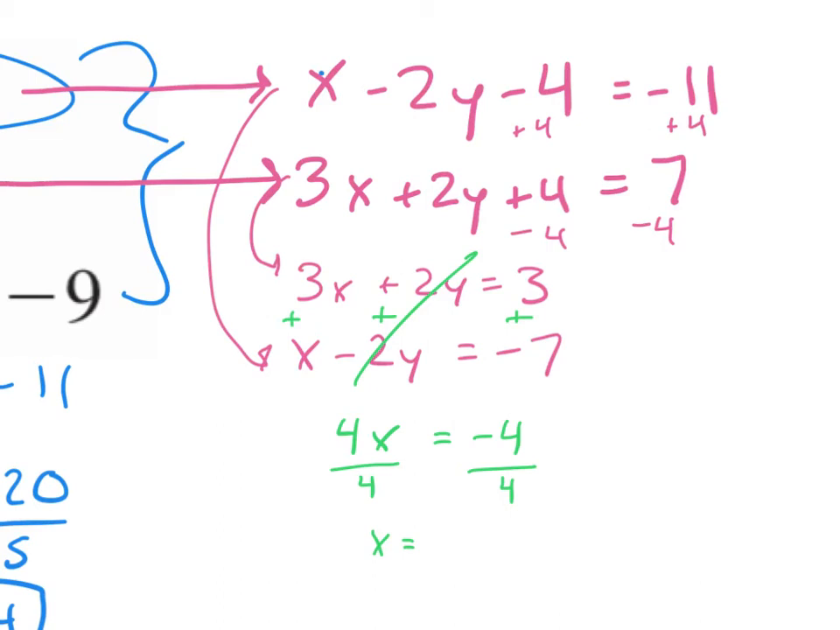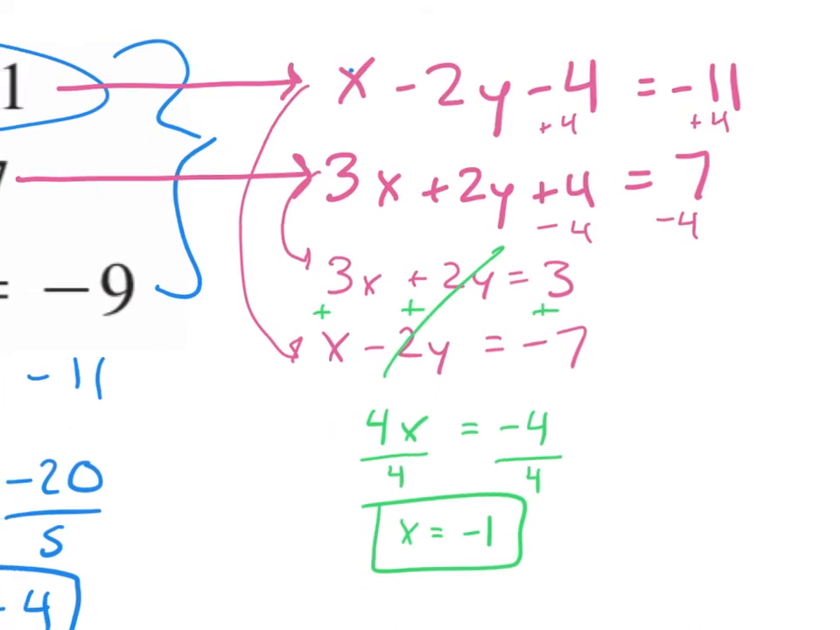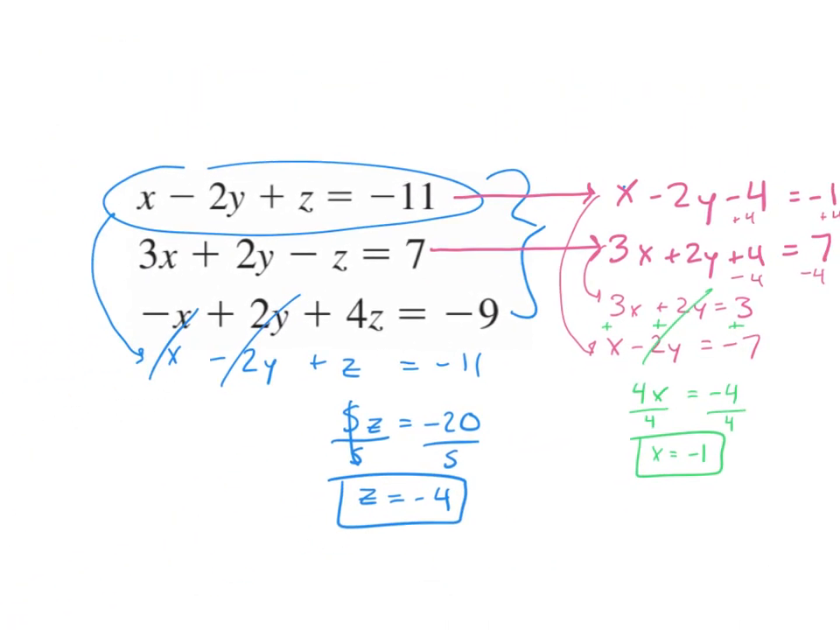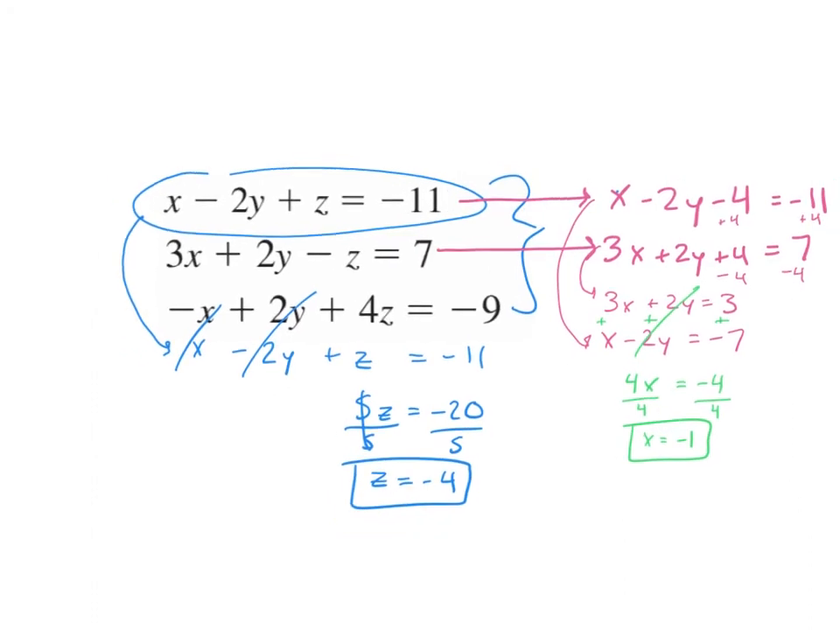What do we get for x? Negative 1. Okay, now that we found our x and our z, we can take both of these and plug them back into one of our original equations. It doesn't matter which. So I'm just going to plug it into the first one.